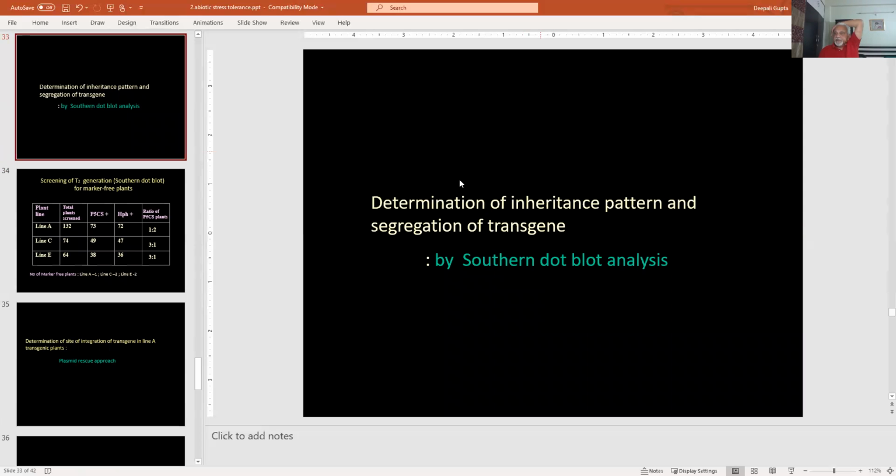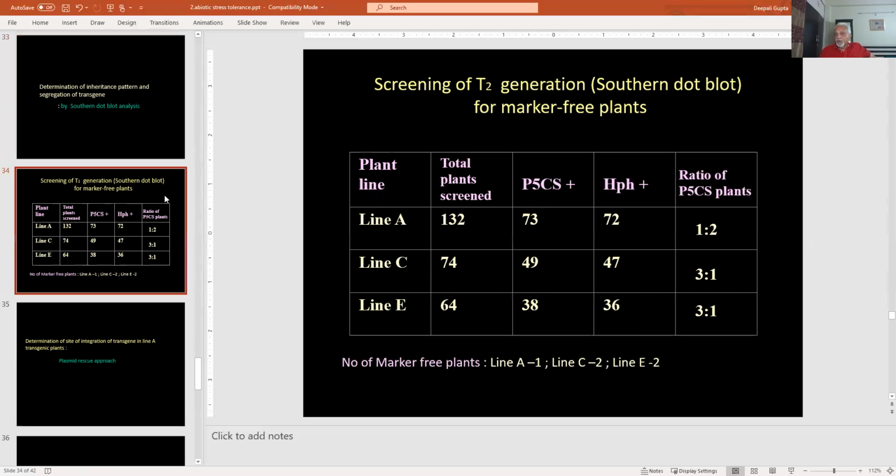Now, another aspect of this transgenic biology is to see whatever transgene has been pushed in, what kind of segregation pattern it follows. As you know, all the genes follow the Mendelian pattern of inheritance, like 3:1. So we try to screen out the plants.